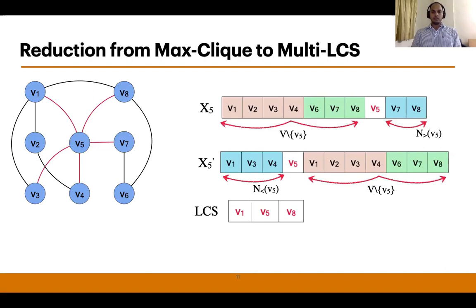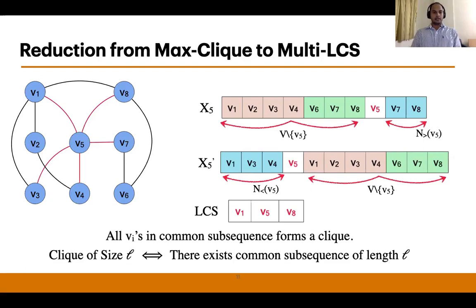The reason for this is, if any vertex Vi appears in the LCS, in this example let's take V5, then the vertex on the right-hand side of it, which is V8 in this case, is also a neighbor of vertex V5, and that is because of string x5. And the vertex on the left-hand side of V5, V1, is also a neighbor of vertex V5 because of string x5 prime. So we get that there exists a clique of size L if and only if there exists a common subsequence of length L.